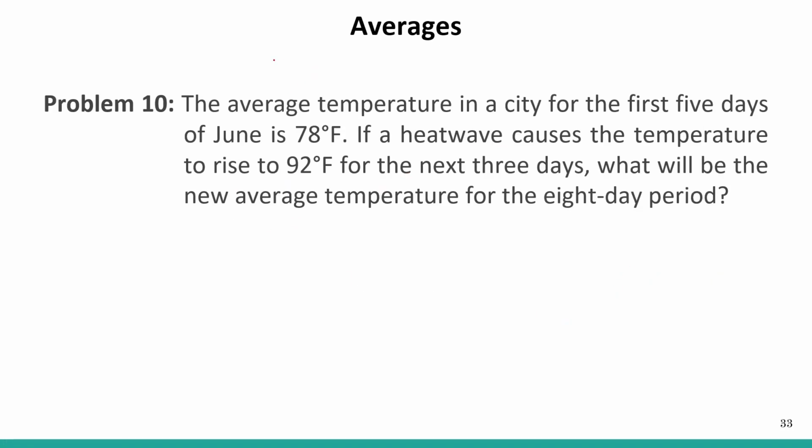So let's see problem number 10. Given that the average temperature in a city for the first 5 days of June is 78 degree Fahrenheit, if a heat wave causes the temperature to rise to 92 degree Fahrenheit for the next 3 days, then what will be the new average temperature for the 8-day period? Given that the average temperature of the city in the first 5 days is 78 degree Fahrenheit, so the cumulative becomes 78 into 5, for the first 5.